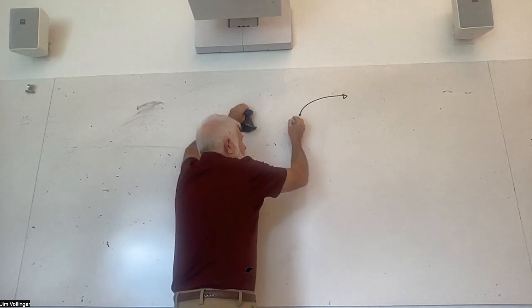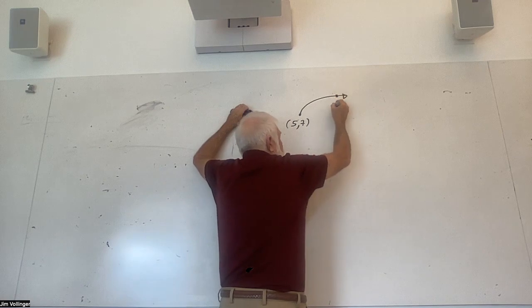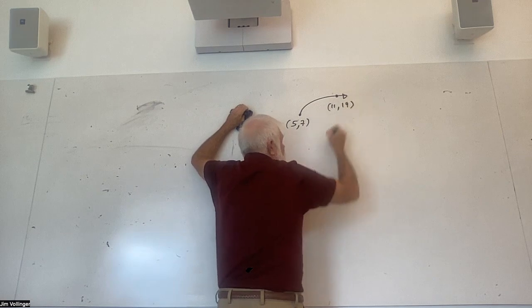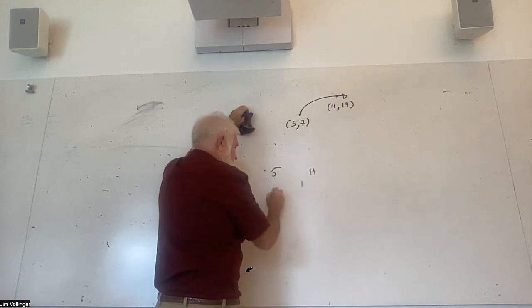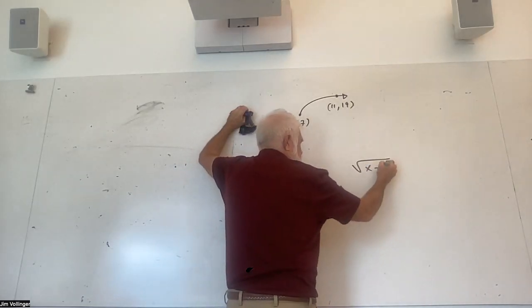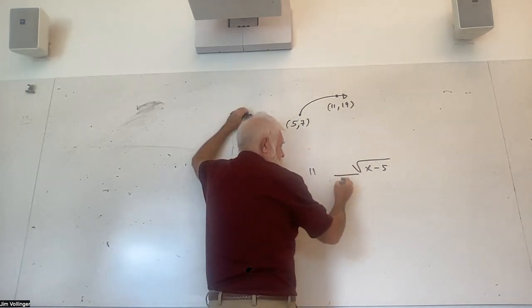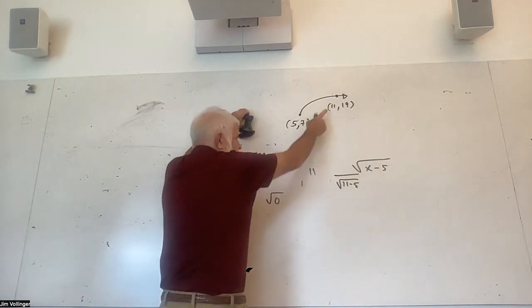Okay, so let's put a 5 and a 7 there. And let's put a, I don't know, how about an 11 and a 19? All right, so we have a 5 and an 11. And we want the 5 to act like a 0. So we got x minus 5. When I put an 11 in here, I get the square root of 6. That's probably not going to work for this problem.